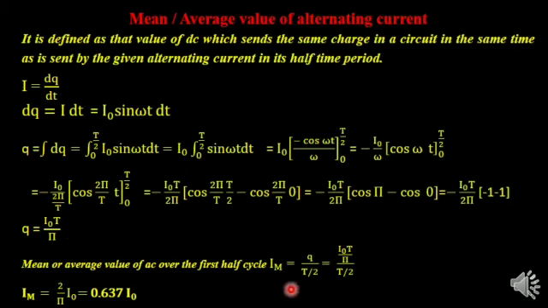Mean value of AC in half cycle is Im equals q divided by T half, which is I0 T divided by pi all divided by T half, which equals 2 I0 divided by pi.